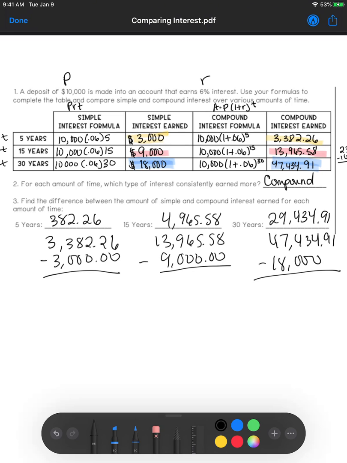We're calculating everything that we learned in the last lesson and then checking to see what is better for when we invest or when we borrow money. So for investing, we're probably going to want compound because, you know, we get more back. If we're borrowing money, we're probably going to want simple interest because we're going to pay less back. So we'll talk about more of that later.